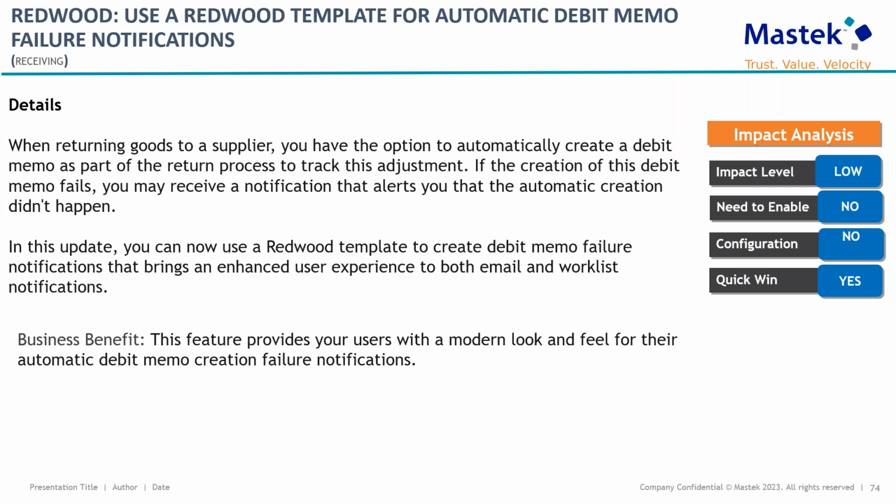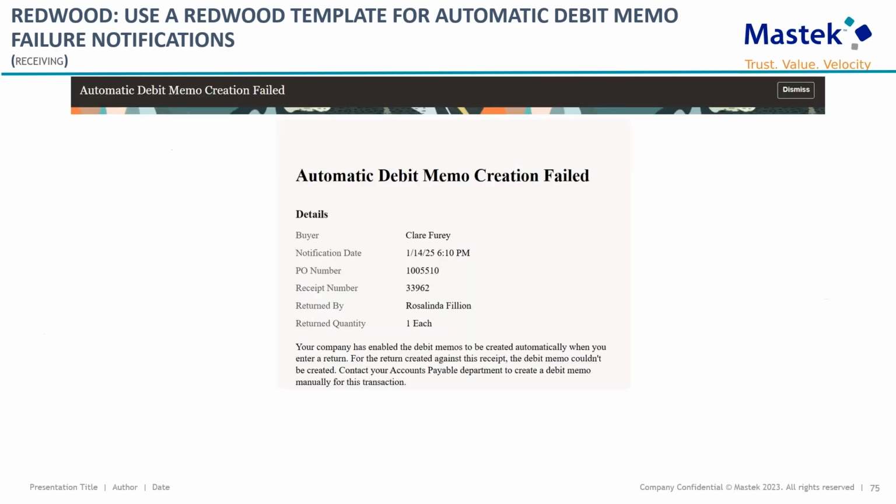This update introduces a Redwood style template for debit memo failure alerts, bringing a cleaner, more responsive experience, whether you're viewing the message on email or through your worklist within the Oracle application. This design is not only more modern and readable, but it is also optimized for different devices, so you can quickly understand and act on the issue, whether you are at your desk or on the move using a mobile phone or a handheld device. This is how the notification looks.